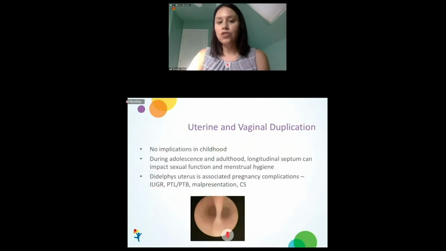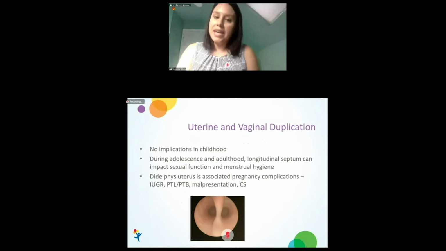So with uterine and vaginal duplication, this really has no implications in childhood, but during adolescence and adulthood, the longitudinal vaginal septum, that tissue that's dividing the vagina in half, can impact sexual function and menstrual hygiene. So there can be difficulty with penetrative vaginal intercourse. And then if that septum is still left in place, if a teen or a young woman is trying to use a tampon, it can either be painful or they can have leakage of menstrual blood around the septum if the tampon is just on one side.